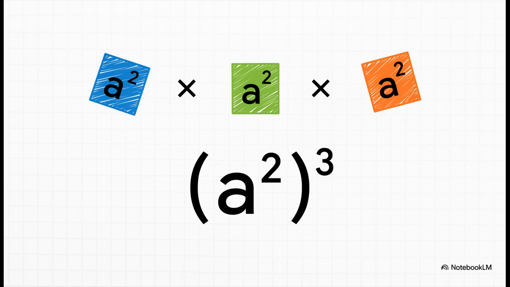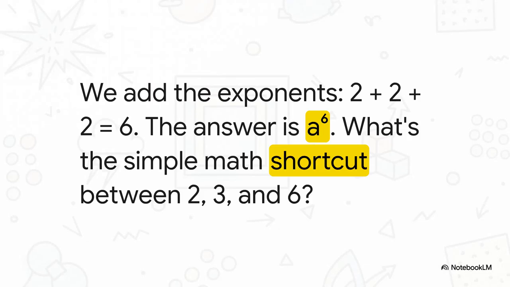So that gives us A squared times A squared times A squared. Hey, wait a minute. This looks really familiar. What did our first rule tell us to do when we're multiplying powers that have the same base? We add the powers. So 2 plus 2 plus 2, that equals 6. So our final answer is A to the power of 6.